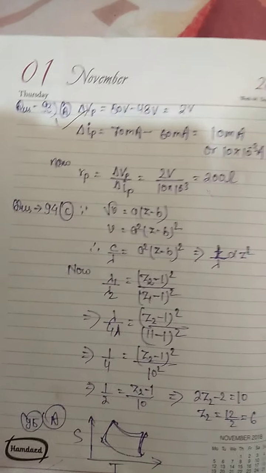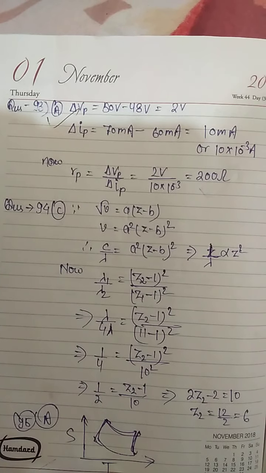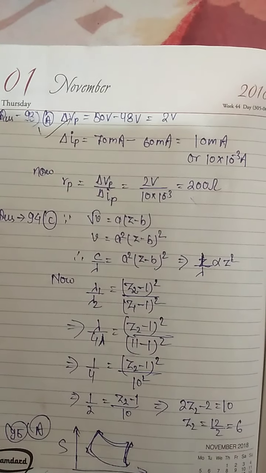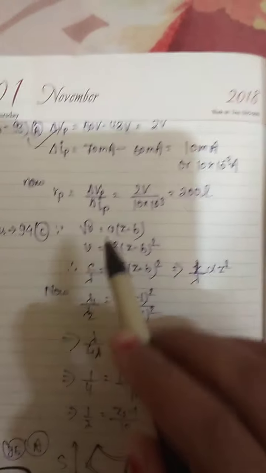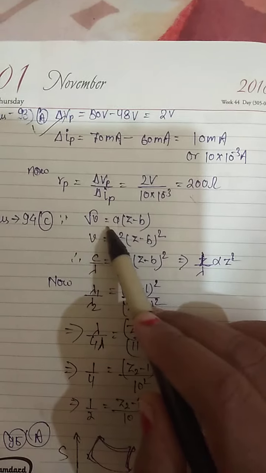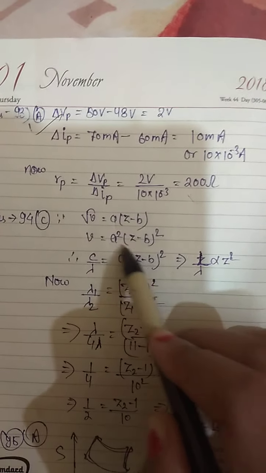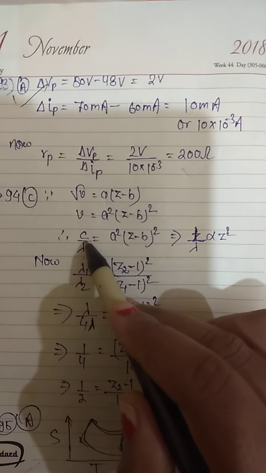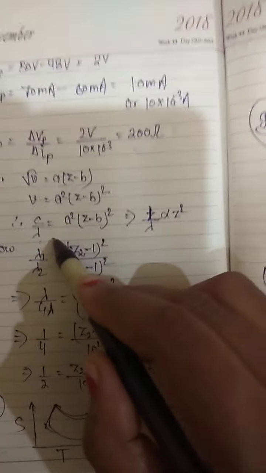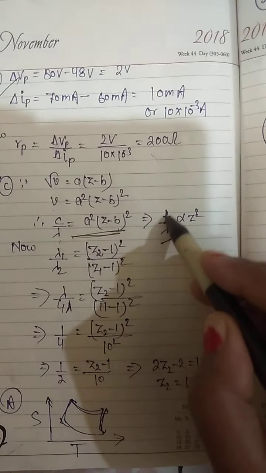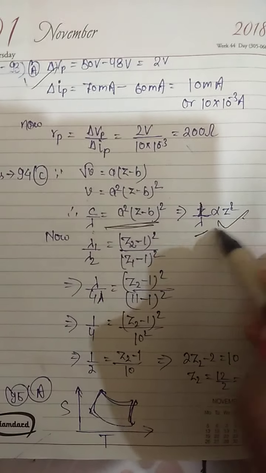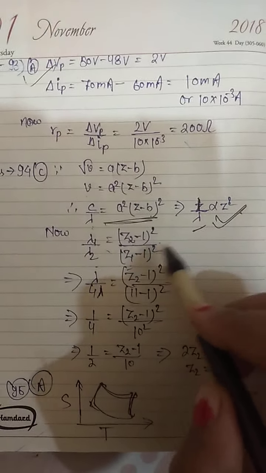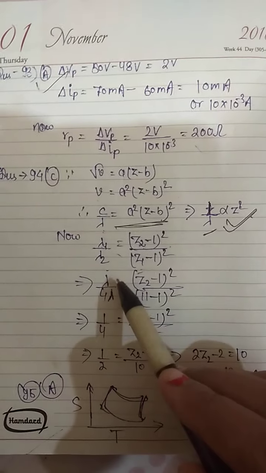Now go through question number 94. The wavelength of K alpha X-ray line of an element of atomic number Z equal to 11 is lambda. The wavelength of K alpha X-ray line of another element of atomic number Z is 4 lambda. Then Z is what? So as we know, under root V is equal to A into Z minus B. So V is equal to A square into Z minus B whole square. V can be written as C upon lambda, speed of light upon wavelength. So from this equation, 1 by lambda is proportional to Z minus 1 whole square. So lambda 1 upon lambda 2 is Z2 minus 1 square upon Z1 minus 1 square.